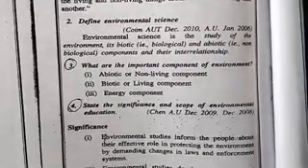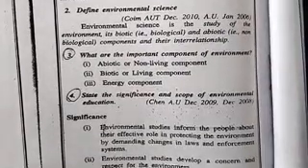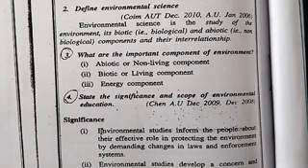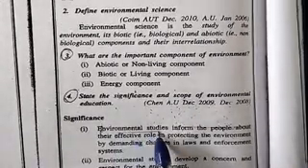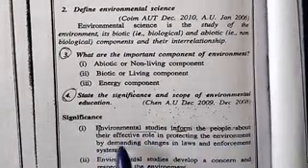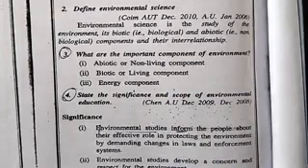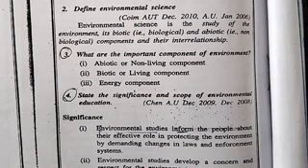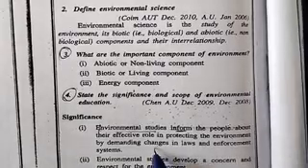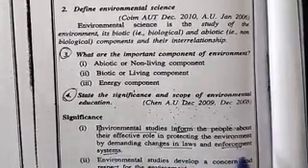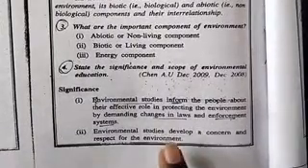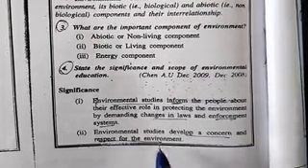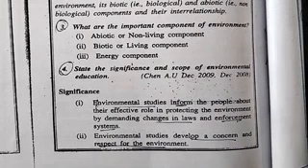Fourth question, state the significance and scope of environmental education. First we are going to see the significance. Environmental studies inform the people about their effective role in protecting the environment, that is, about the protection of the environment, changes in laws and enforcement systems. Second one is to develop a concern and respect for the environment. So this is the second point for significance.